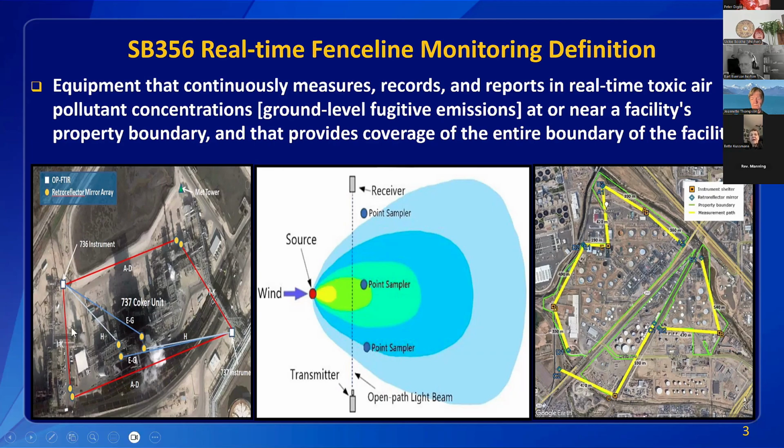Here's a couple of examples of systems at two different facilities. And this diagram just describes how the system works. So you have a transmitter which shines a beam, either infrared or ultraviolet, of light to a receiver. And then any concentrations crossing that beam path are automatically detected and recorded.